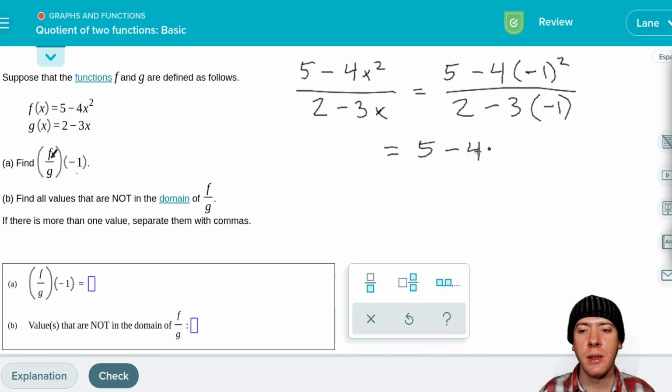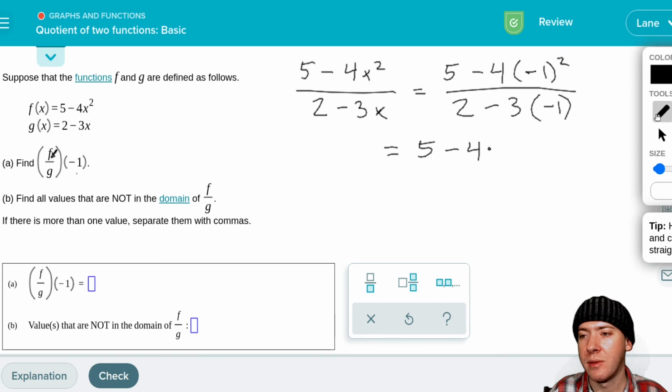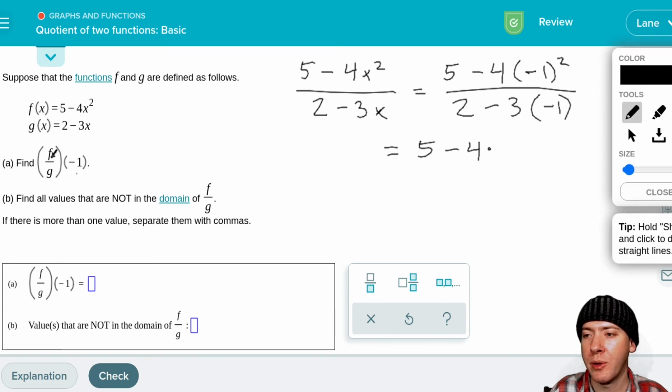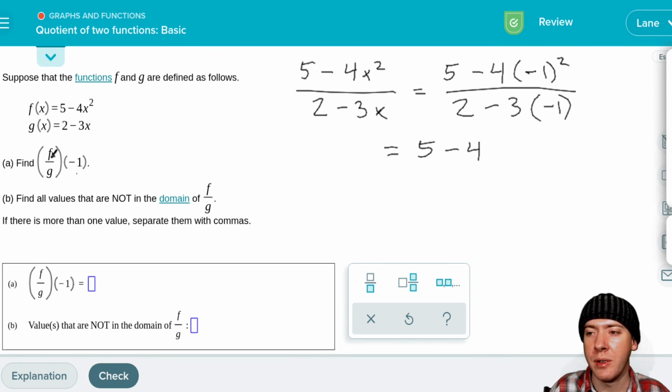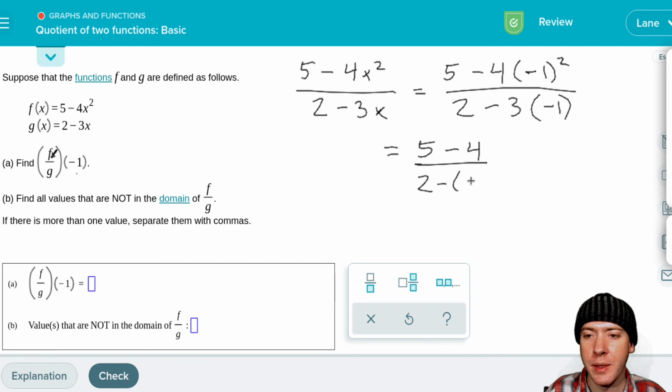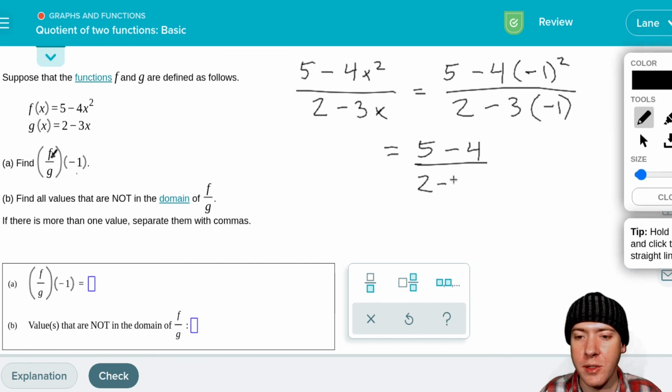So this is going to be 4 times 1 right here. Or, well, that's just minus 4, right? We don't need to write the times 1, so that takes care of our exponent. And I'll write what we've got on the bottom. 2 minus 3 times negative 1.